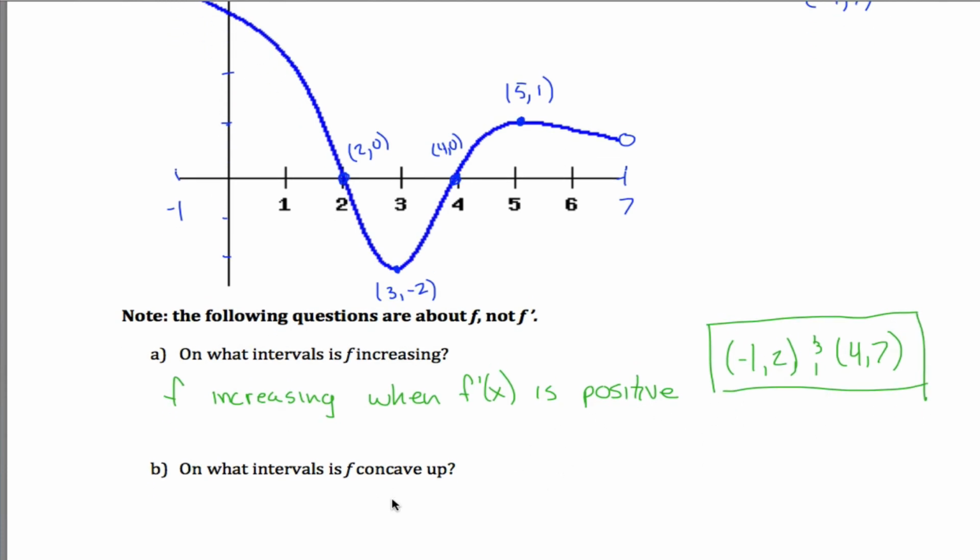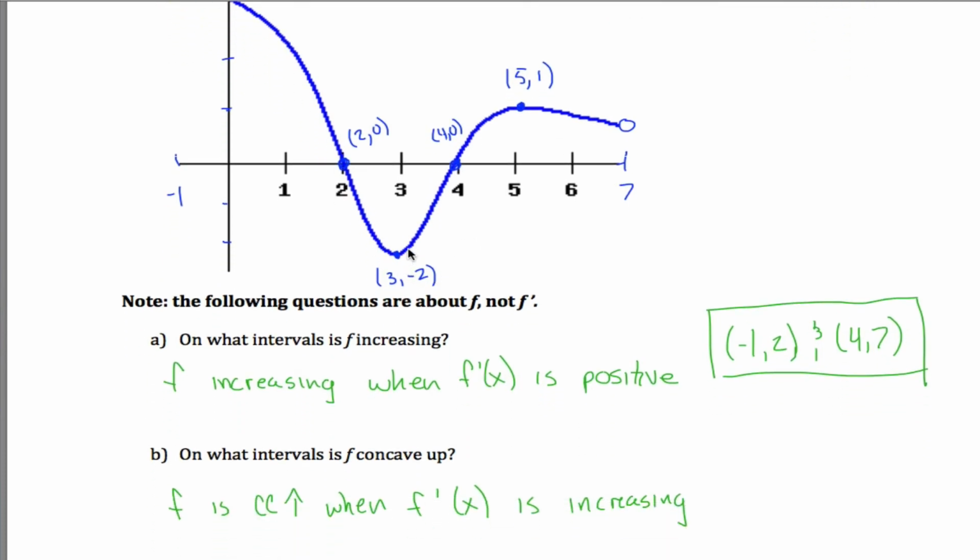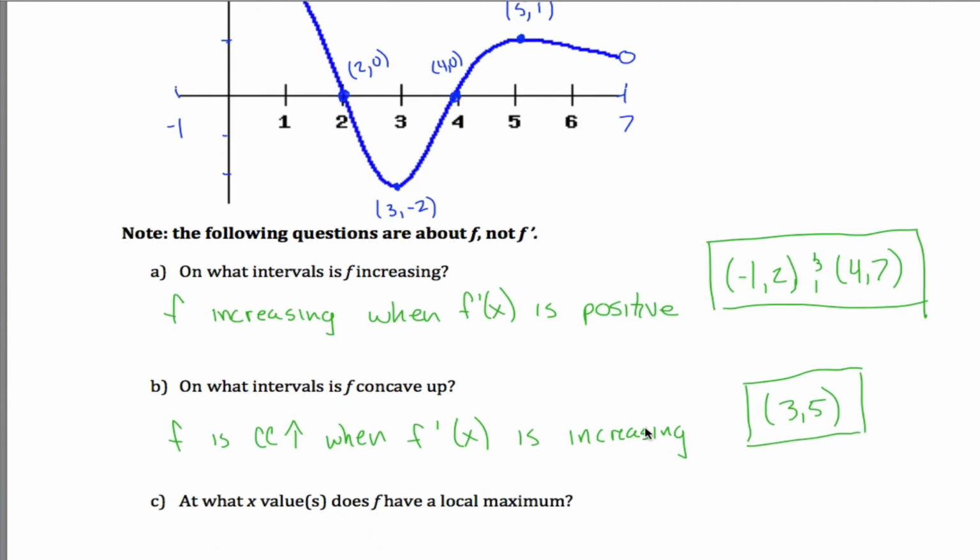On what intervals is f concave up? Well, f is concave up when the second derivative is positive. In other words, when the first derivative is increasing. So if you stare at this thing and ask yourself when is it increasing, well, it's increasing from an x value of 3 up to an x value of 5. Everywhere else it's decreasing, so that would be my only answer. So the only spot where f is concave up is here.